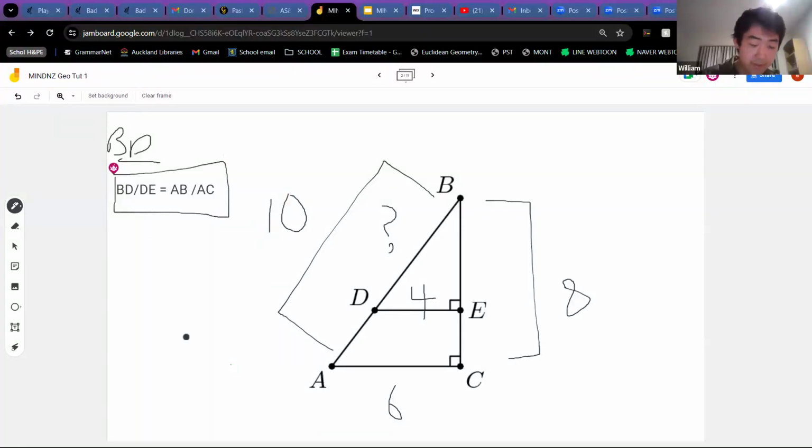From this relationship that I put out earlier, we can just sub in these lengths into the equation. I know that BD is my unknown, so I'll make BD my x. And then I know that DE is 4, which is given in the question. AB is 10, which I found by using the Pythagorean theorem, BC squared plus AC squared, and then square root that. And then we know that AC is equal to 6. So solving for x, we can find BD.